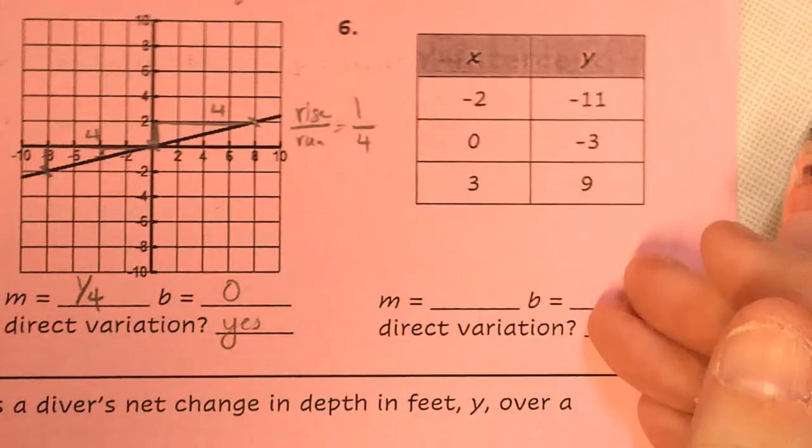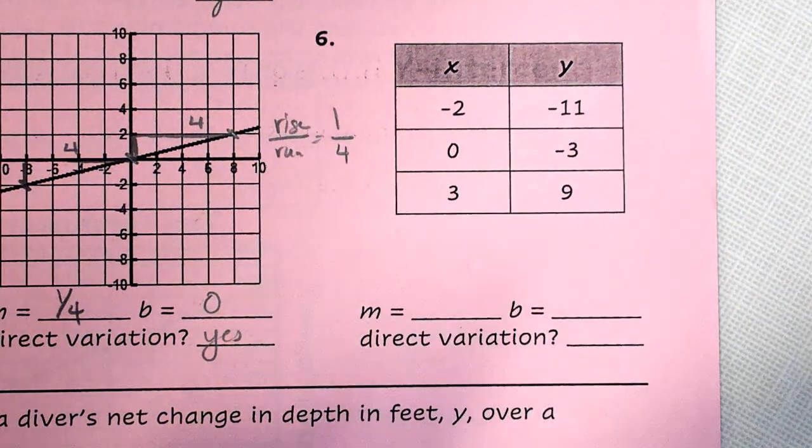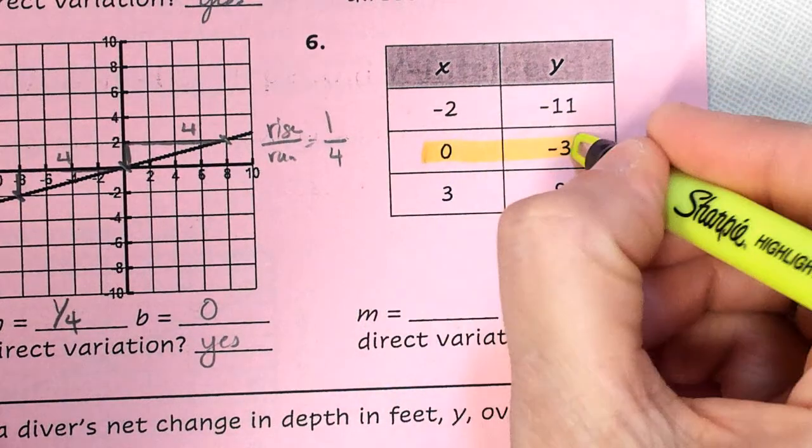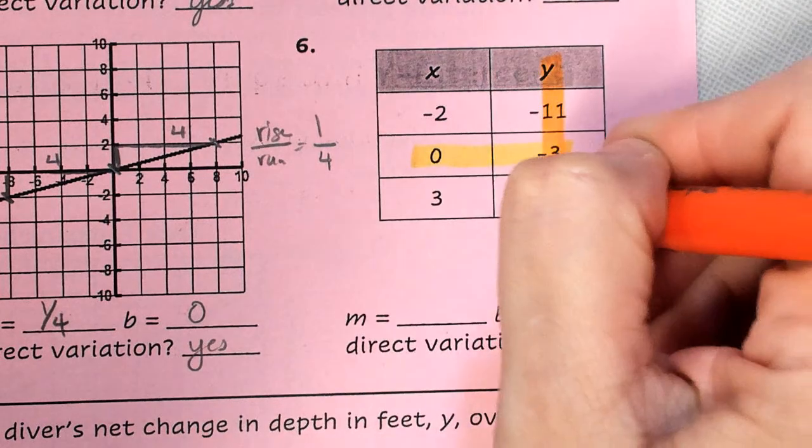We're not doing that one. Let's jump down to this one. Okay, for this one, again, I try to find my y-intercept. Okay, so I look for the row where y is 0, and then I look for the y part of that coordinate.